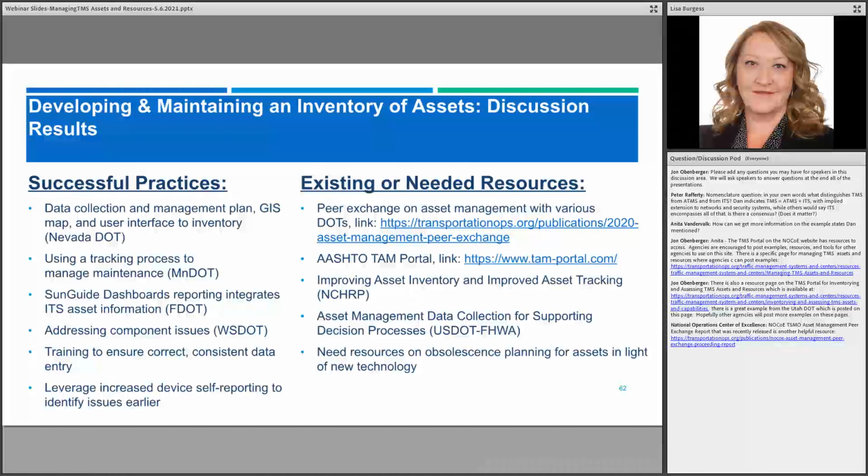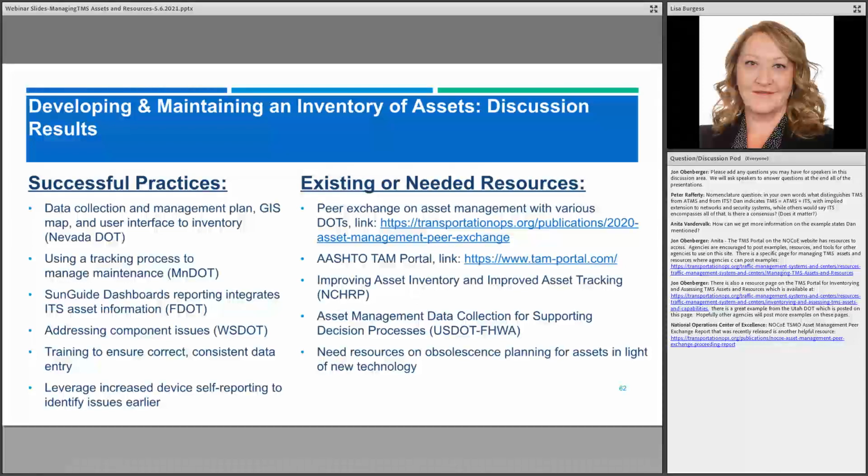The AASHTO Transportation Asset Management Portal is an established tool which may have some information when it comes to TMS assets, but I think some of the resources that we're going to see here may need to be revisited or updated and expanded so that they could include the wide range of TMS assets that we're talking about. There are some resources there through NCHRP.